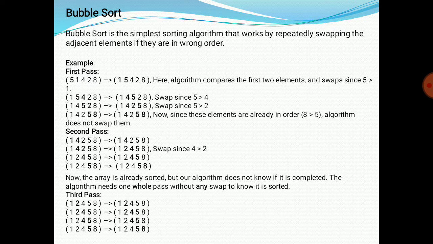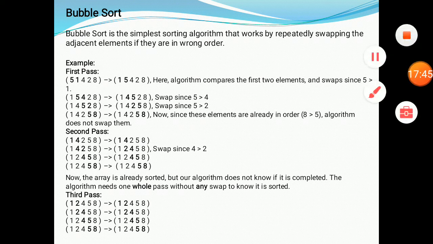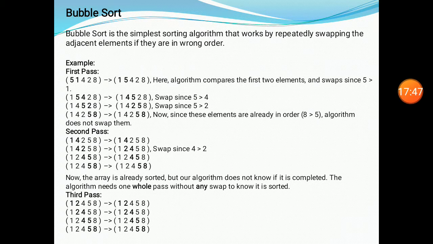Now we will understand this bubble sort process with the help of the example given in this slide. To understand the bubble sort process, consider an array with 5 elements, that is, the elements are 5, 1, 4, 2 and 8. So presently they are unordered and we have to arrange them in ascending order.